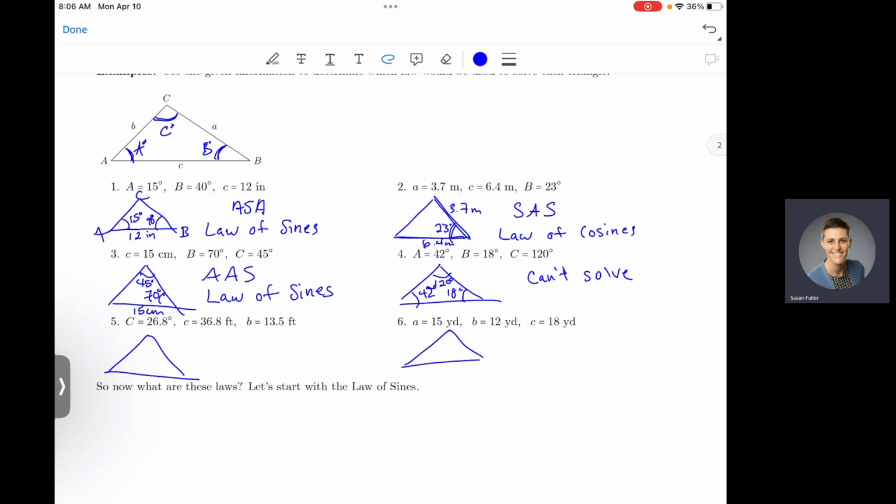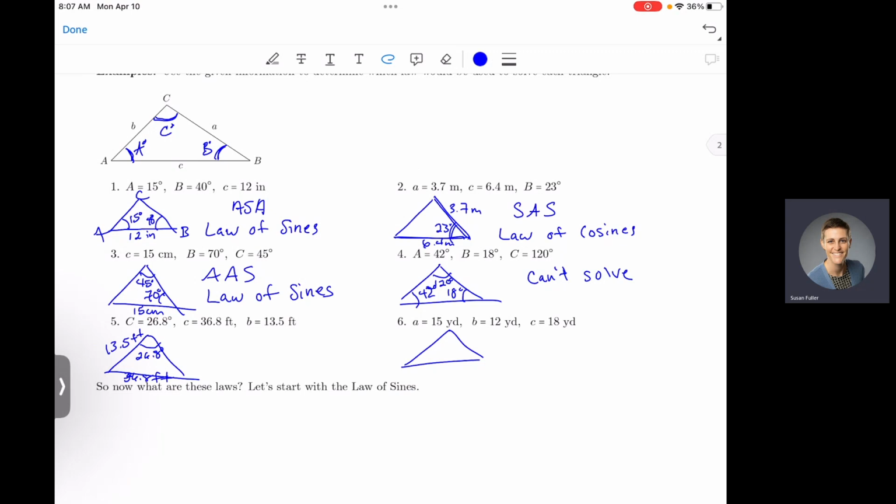All right, last one here. Oh, not last one, sorry. Last row. Let's do that. Number 5, angle C, which is up here, is 26.8 degrees. Side C, which is down here, is 36.8 feet. And side B, which is over here, is 13.5 feet.